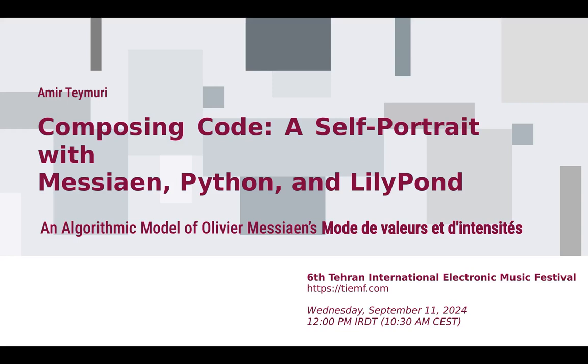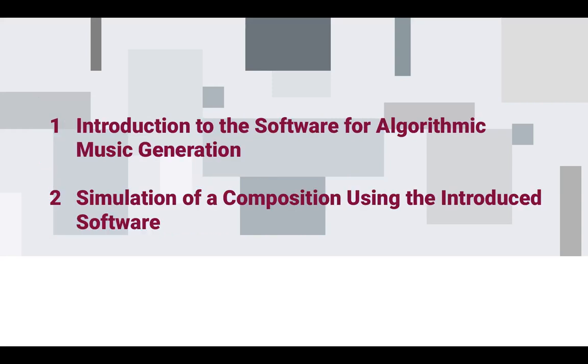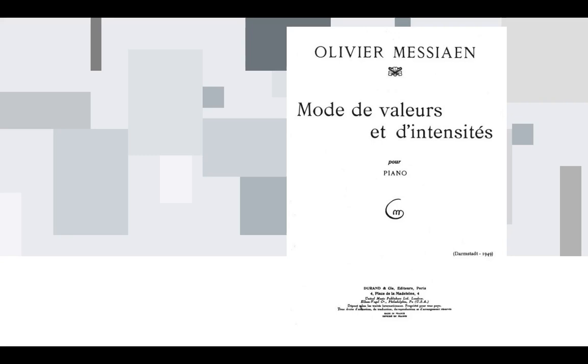Both tools have been written by myself and they are still under further development. My talk is divided into two main sections. In the first section, I will introduce the tools, and in the second, I will demonstrate a real-world example of algorithmic composition using a computer script that we will write together. Specifically, we will simulate a well-known piano composition by Olivier Messiaen, namely the second movement of his 4 studies in rhythm titled Modes de valeurs et d'intensité.